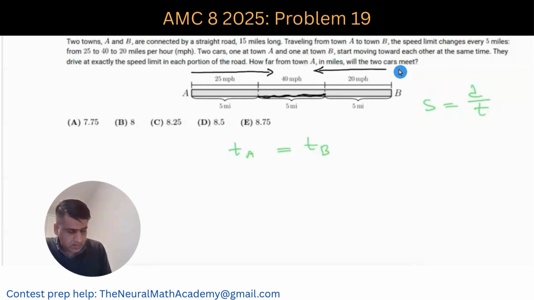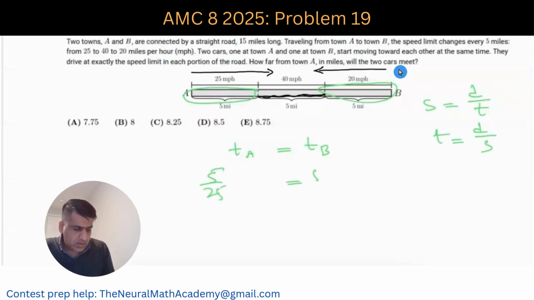However, what we know is that they would have covered completely the first portion, like this portion and also this portion. So we can then write, if I rearrange this, I can write it like time equals distance over speed. So I can then write here 5 over 25, and on the other side I can write 5 over 20.